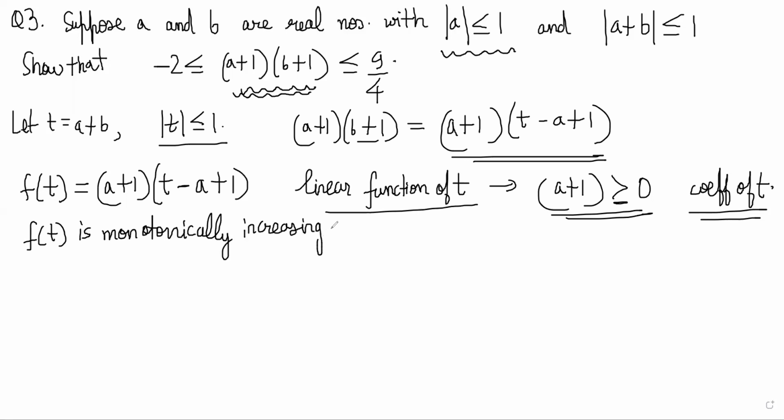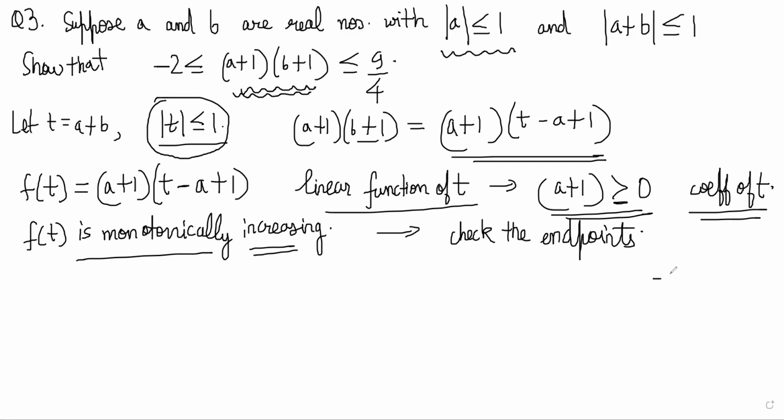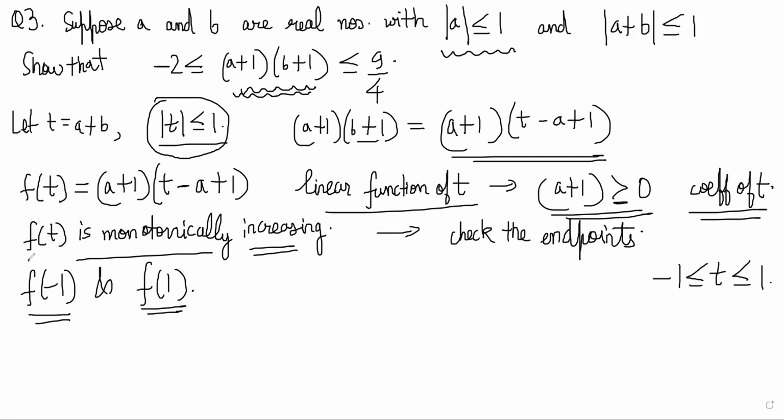So now if it is monotonically increasing, then we want to find the maximum and minimum values of this f of t, right? Then we only have to check the endpoints of the interval. What are the endpoints of our interval? We know that mod t is less than or equal to 1, so t varies from -1 to 1. So we only have to check f of -1 and f of 1. The endpoints of the interval will give us the maximum and minimum values of f of t.